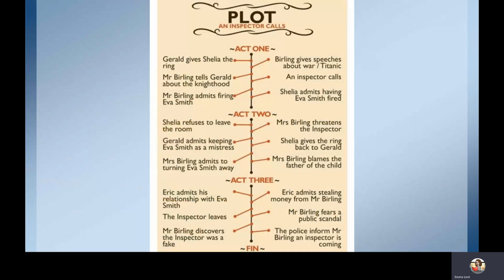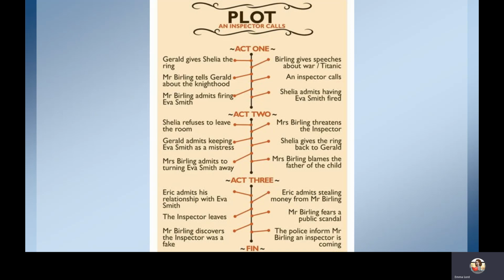So let's start by whizzing through the actual plot of the play, and we'll talk about what happens in which sequential order. One of the first things to happen is when Gerald gives Sheila the ring. Then Birling gives speeches about how he doesn't think the war's going to happen and the Titanic can't sink. Then Mr. Birling tells Gerald all about this knighthood that he's supposed to be getting. And it's around that time that the inspector arrives.